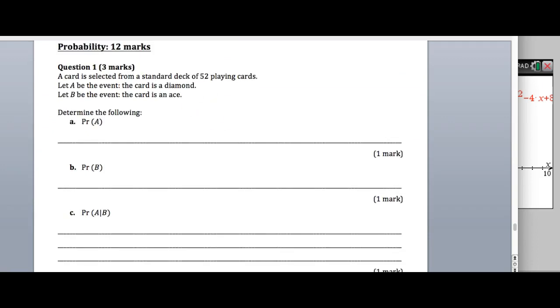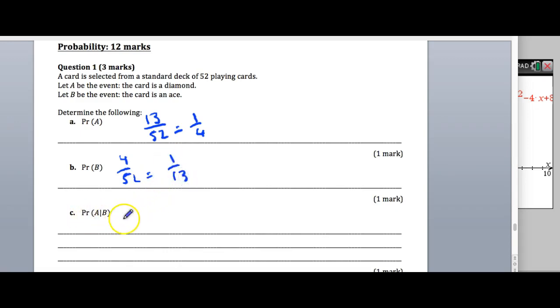Okay. Probability. Nearly done. A card is selected from a standard deck of 52 playing cards. Let A be the event the card is a diamond, and B the event the card is an ace. Find the probability of A. Hopefully you know your deck of cards. There are 13 diamonds, so 13 out of 52, which simplifies to a quarter. For B, there are 4 aces, so 4 out of 52, which simplifies to 1/13.